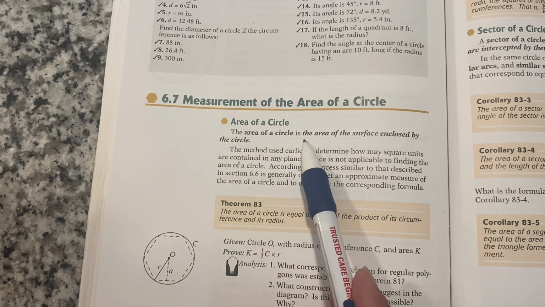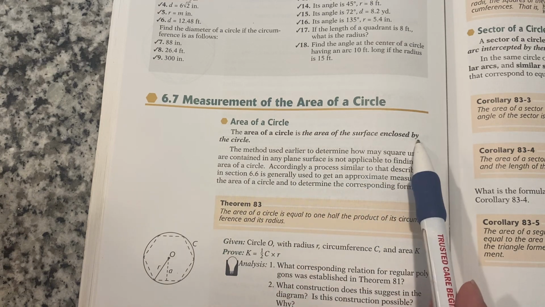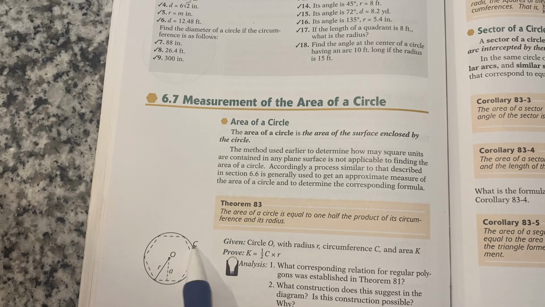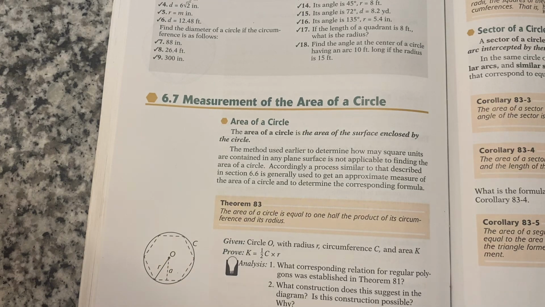The area of a circle is the area of the surface enclosed by the circle. That means this whole area. If we took this here, it would be this whole area on top that would be the area of the circle.